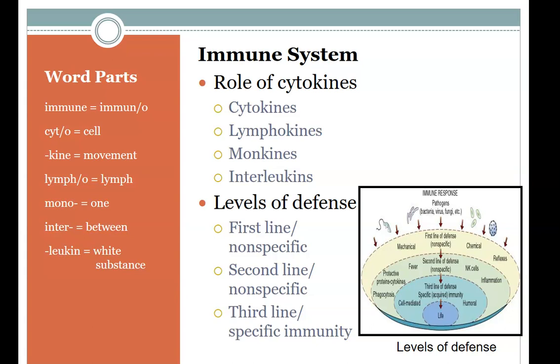So if you look at the first word, cytokines, and you look at the breakdown of it, you've got cyto is cell and kin is movement. So it would be cell movement.